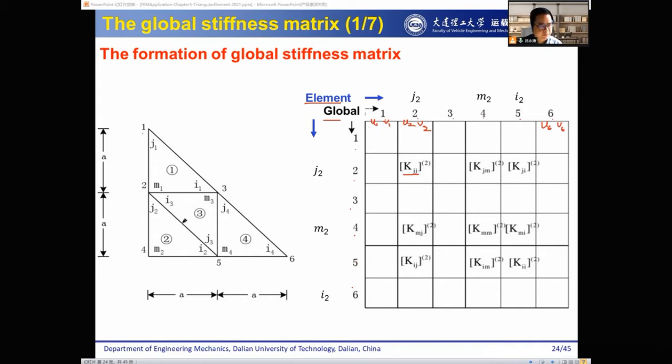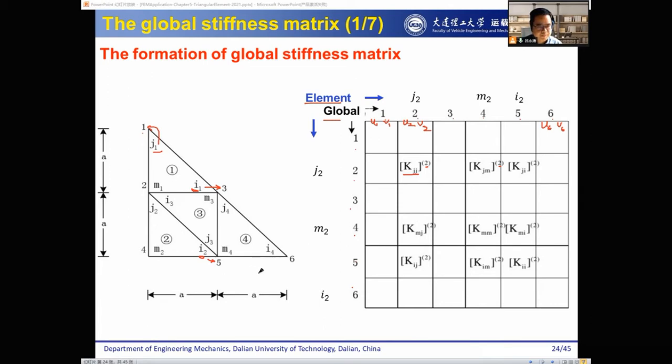So let's have a look. For element 1, we have the local or element nodes I1, J1, M1. For element 2, we have I2, J2, M2. Element 4, we have I4, J4, M4. And here, I1 corresponds to 3, and J1 corresponds to 1. Here we use element 2 for the demonstration, because you see here the subscript is 2. So for element 2, the I2 is corresponding to 5.